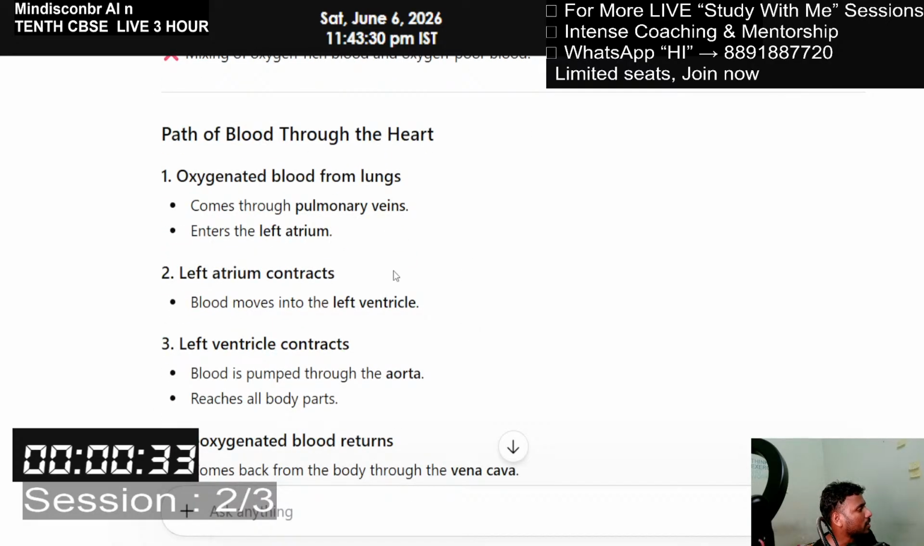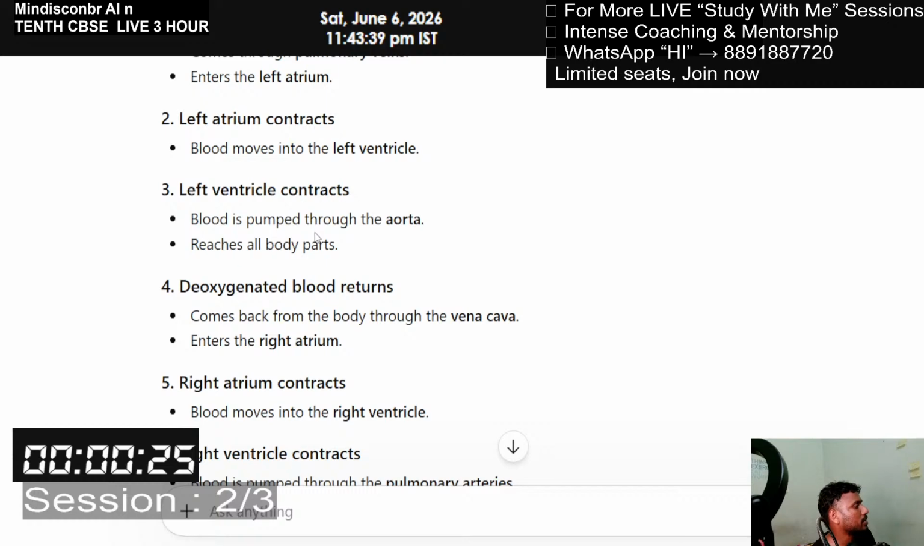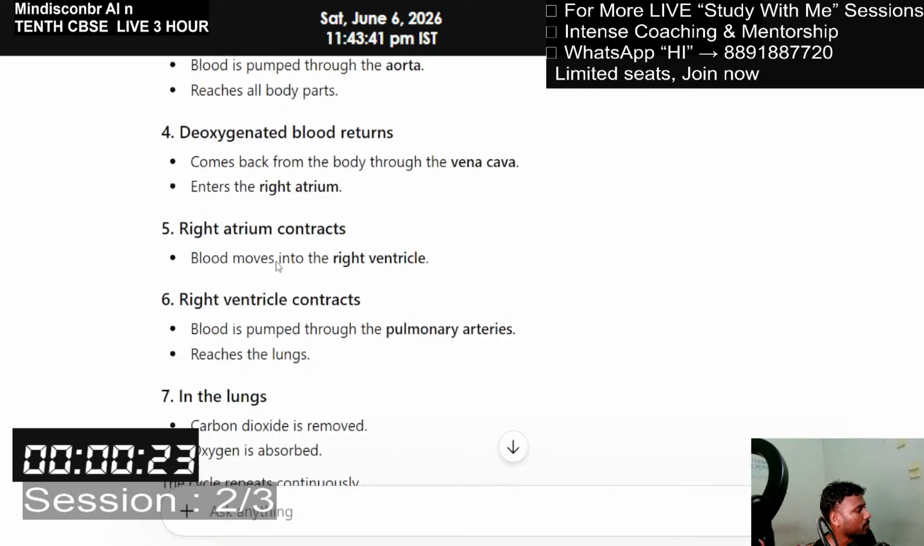Path of blood through the heart. Oxygenated blood from the lungs comes through the pulmonary veins and enters the left atrium. The left atrium contracts, and blood moves into the left ventricle. The left ventricle contracts, and blood is pumped through the aorta and reaches all body parts.